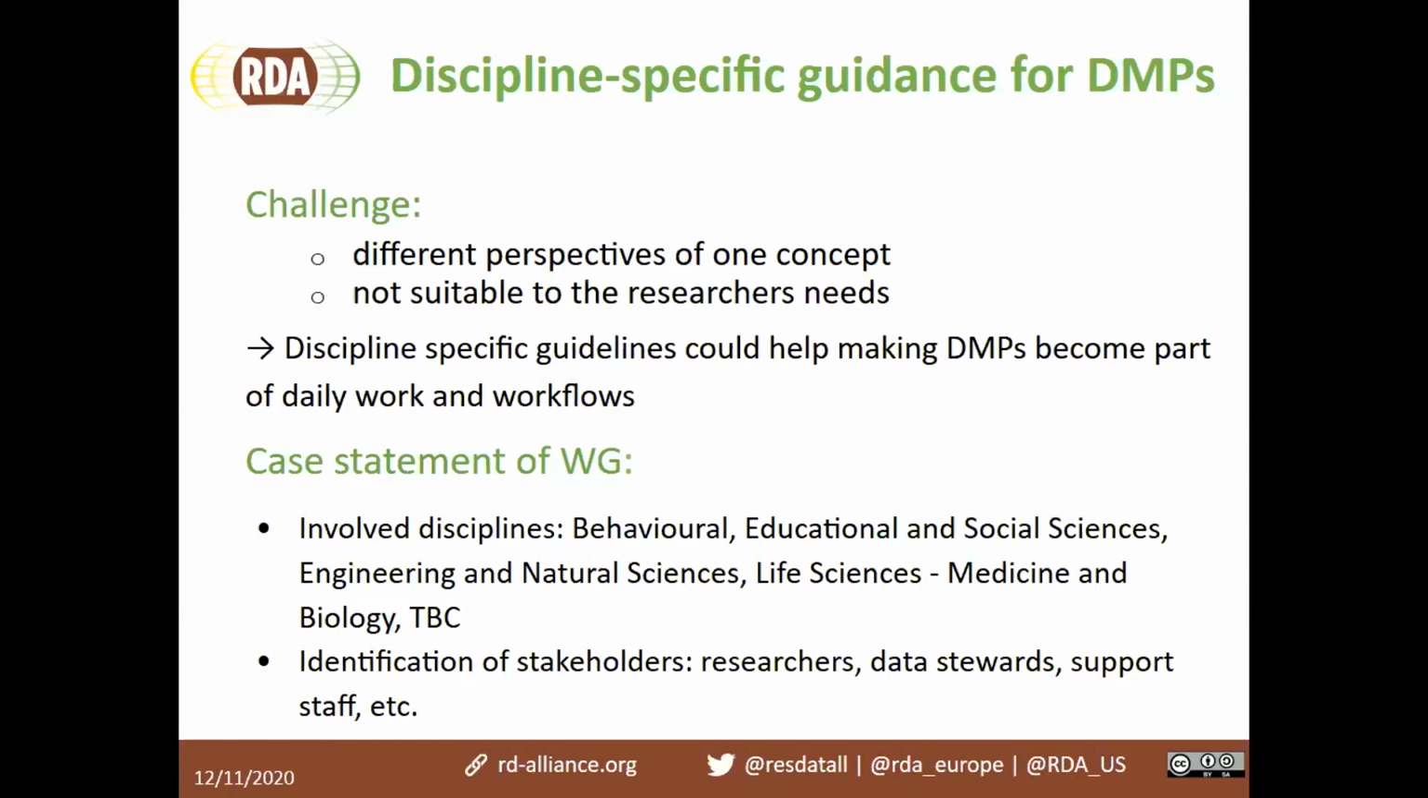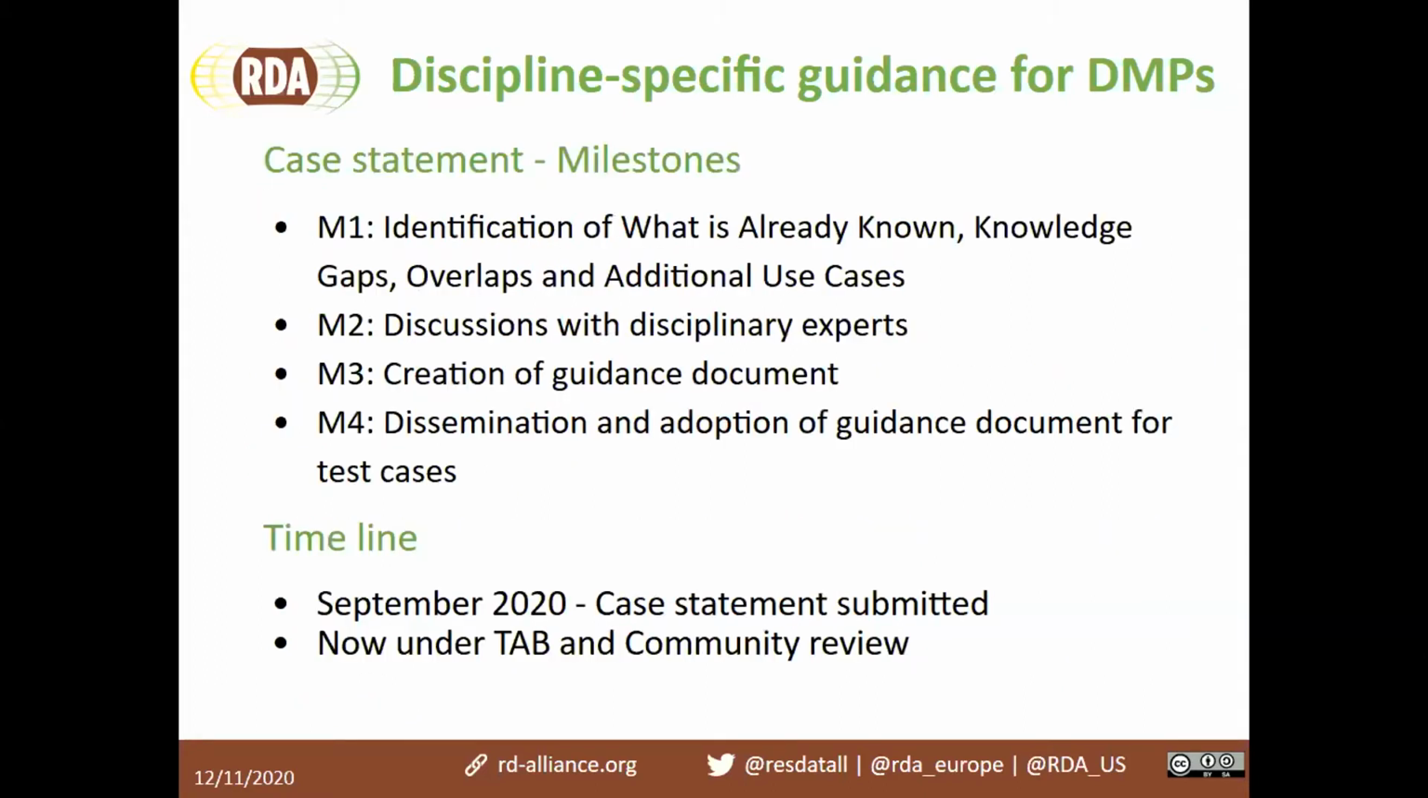In the working group there are different disciplines. So we have behavioral, educational, and social science, as well as engineering and natural science and life science here as well. So we identified some stakeholders like researchers, data stewards, and so on. And in our BOF session, it became really clear that we need the communities for the progress. We also fixed some milestones already, where you see that in these first two milestones, the community involvement is really important. So at the moment, the case statement is under TAB review and community review, and we hope for good feedback here. And this was the short update from the group activities.